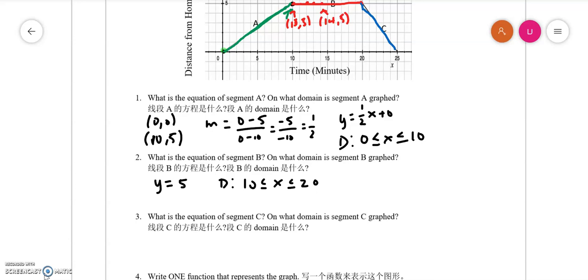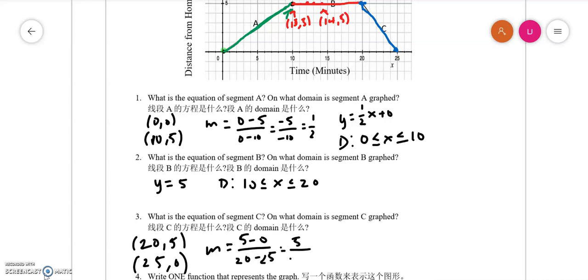And again, we have several dots in segment C, and I, again, will use the beginning and the ending dots. This is not a horizontal line, it's not a vertical line, so we don't have just a y equals or an x equals. We'll have to use our old process. So the first and last dots, that's (20, 5) and (25, 0). All right, our slope is going to be 5 minus 0 over 20 minus 25. So that's 5 over negative 5, which is negative 1.